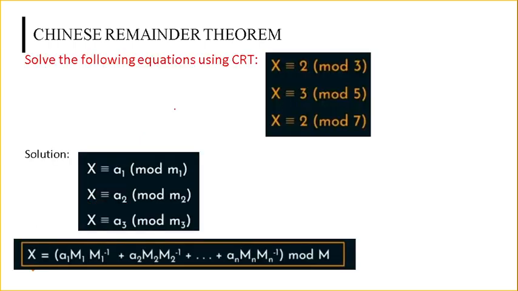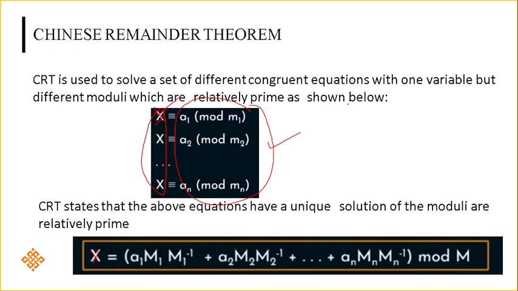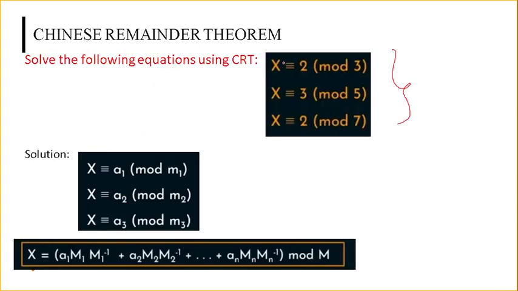So this is one of the examples to understand. Here are the equations: x is congruent to 2 mod 3, x is congruent to 3 mod 5, and x is congruent to 2 mod 7. It is the same format that we have here, but we need to find that variable x using the Chinese remainder theorem. So how to find this x? Let's see the solution.